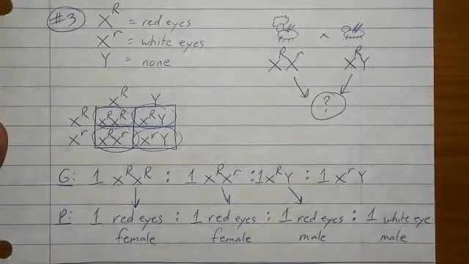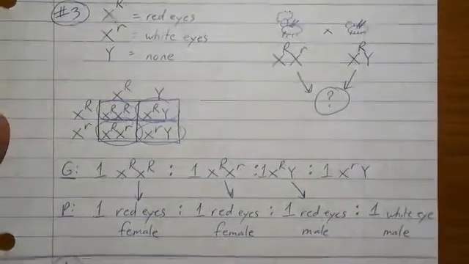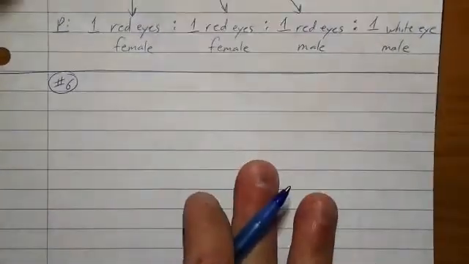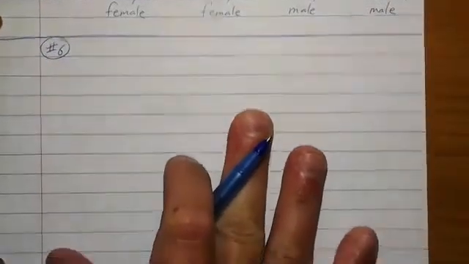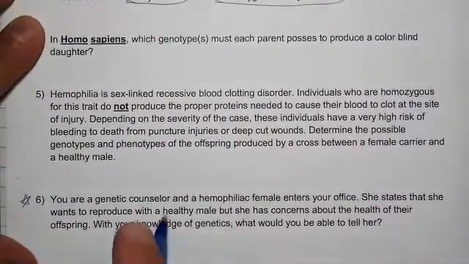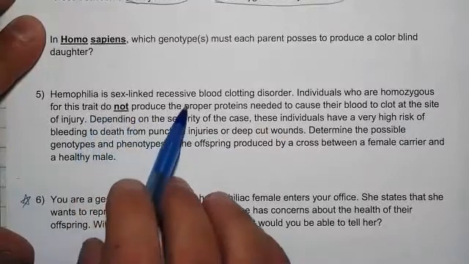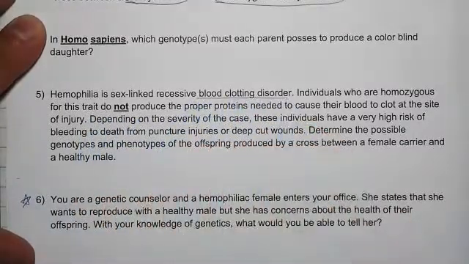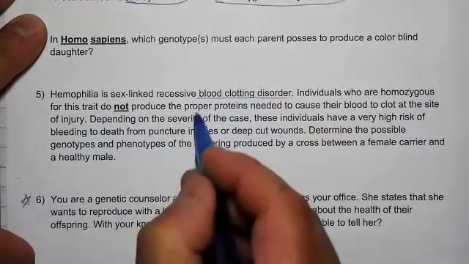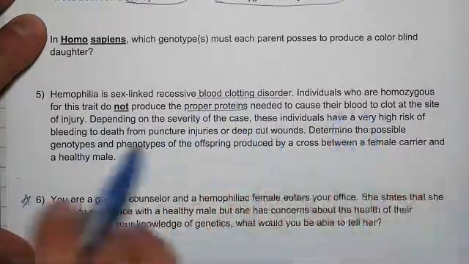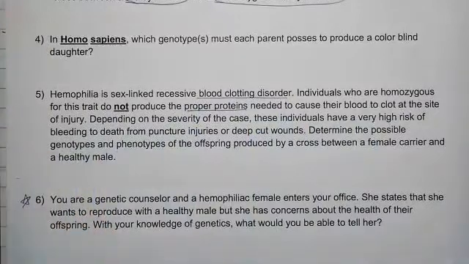I'm going to go to number 6 because I think that's a little tricky. But in order to understand number 6, we have to understand number 5. So let me go to number 5. Number 5 talks about something called hemophilia. If you've ever heard of hemophilia, it is a blood clotting disorder. So the situation with hemophilia is that you don't produce the proper proteins that are needed to make your blood clot. So typically what happens is you cut your skin and yeah, it'll bleed, but over time the blood will become less and less, and eventually it'll stop bleeding.